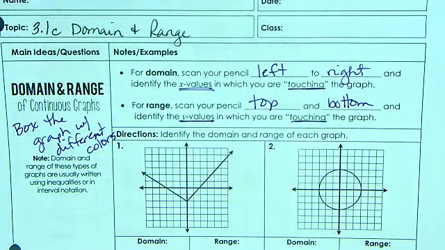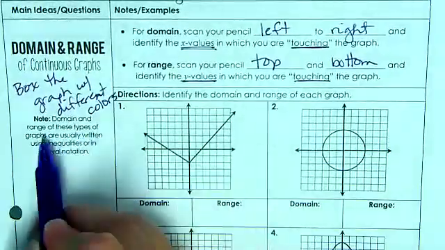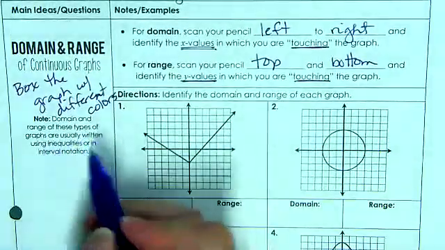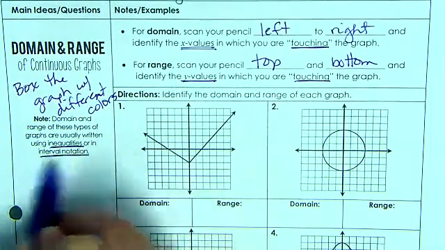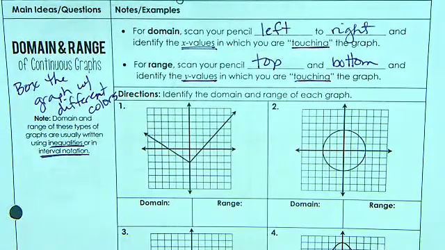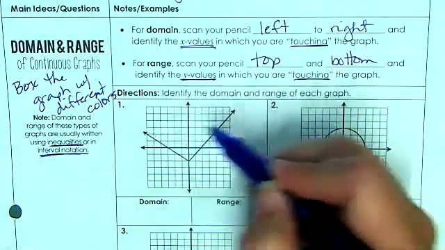All right, we're going to work some examples here. Grab my highlighters here. Okay, if I'm using just the pencil, note that the domain and range of these types of graphs are usually written using inequalities or in interval notation. You will see it as both.